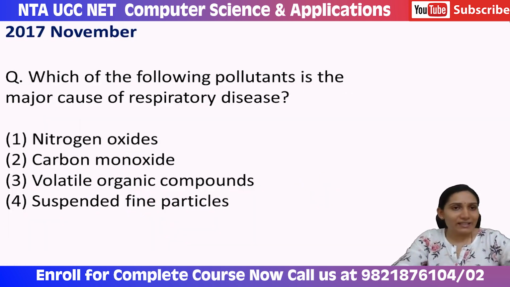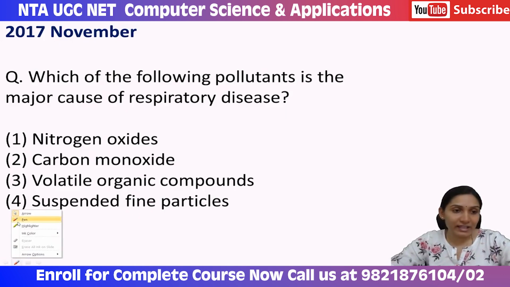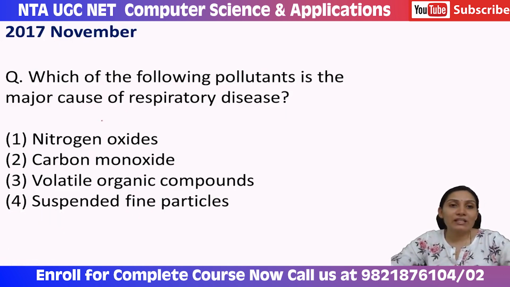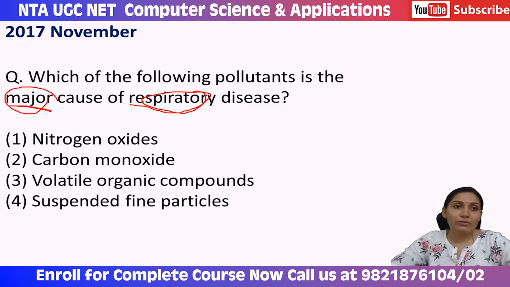Okay, so let's see the next question. Next one is, which of the following pollutants is the major cause of respiratory disease? And if you can recollect from the lectures that we have already taken, I told you that most of the pollutants are causing some kind of damage to respiratory organs or to the respiratory tract. So here you have to find out which among the following is the major cause, which means among these four given options, which one is the most dangerous one, or which one causes the maximum damage to the respiratory system. So options are nitrogen oxides, carbon monoxide, volatile organic compounds and suspended fine particles.